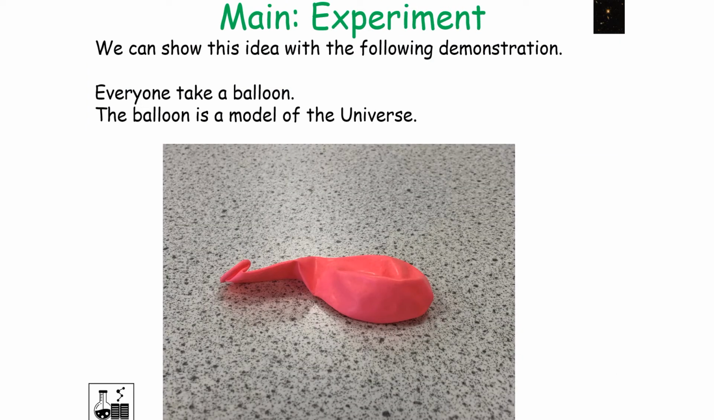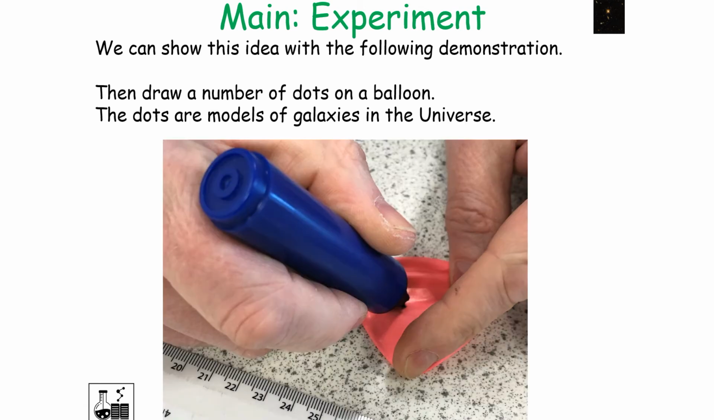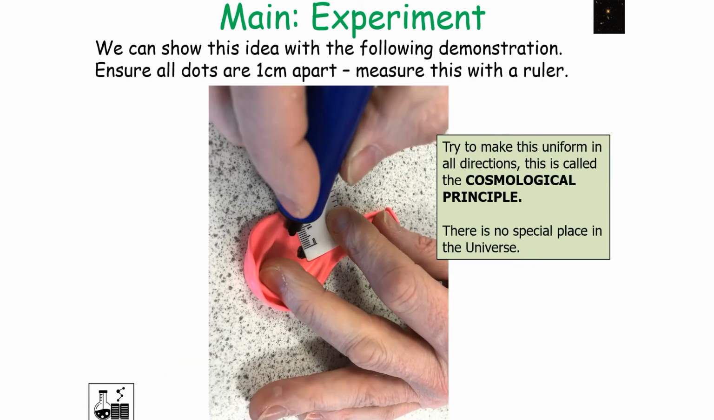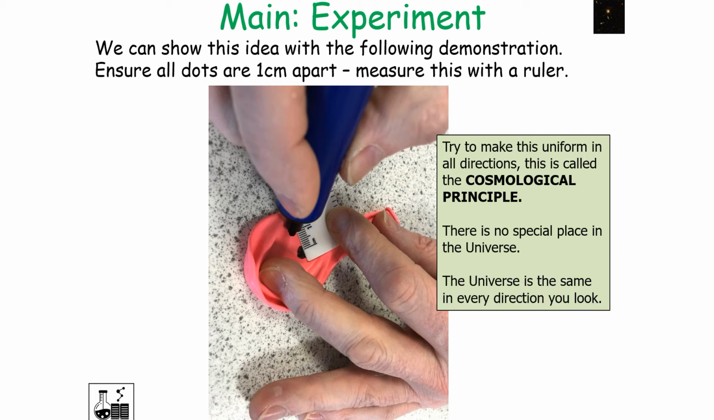You would get a balloon, which is a model of our universe. You would then draw a number of dots on a balloon, and the dots are models of galaxies in the universe. So the dots represent galaxies, not stars. So you would ensure all the dots are 1 centimeter apart and use a ruler to do this. Now you should try to make this uniform in all directions because this is called the cosmological principle. There's no special place in our universe. So the universe is the same in every single direction that you look.